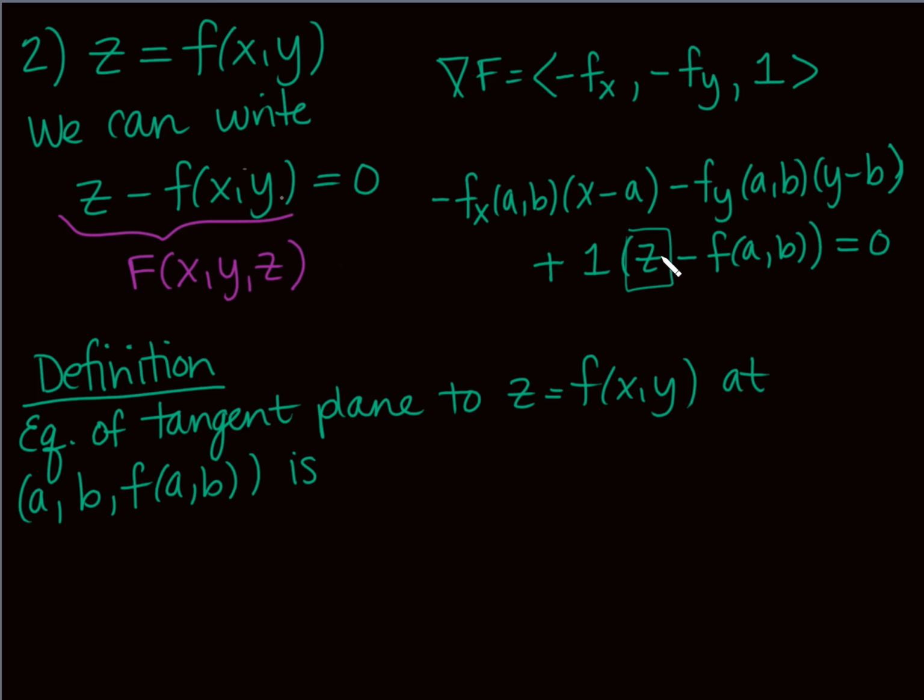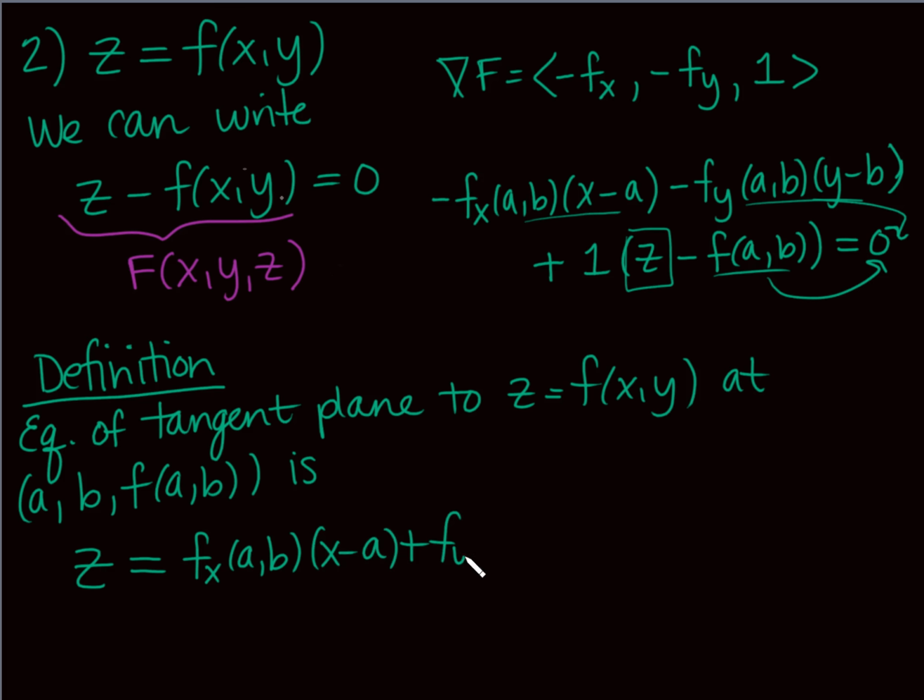so if I solve for this z, basically I'm going to take these two and move them over here, and then take this and move it over here. So it's given by z equals f sub x of a, b times x minus a plus f sub y of a, b times y minus b. And then notice here I'm just going to add over f of a, b. And that's the only difference. So it's still pretty much the same. We just have that f of a, b, and that's all.